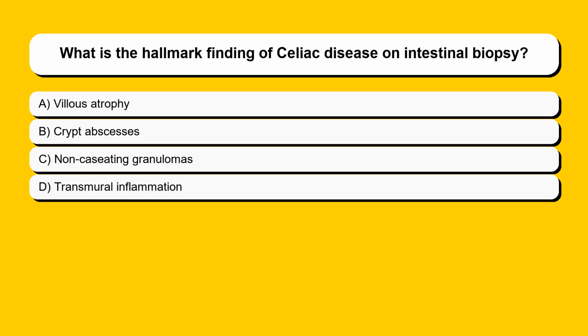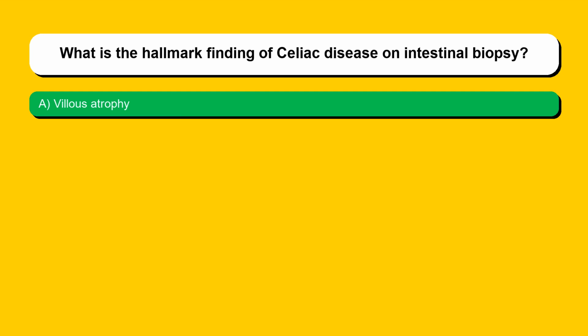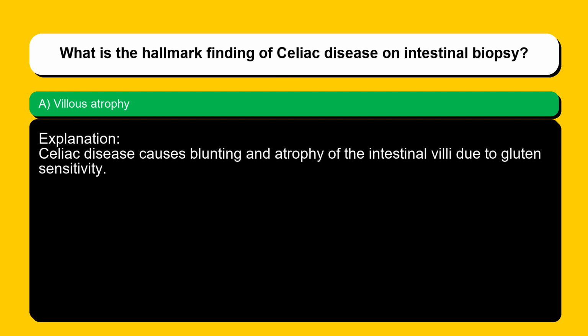Question 12. What is the hallmark finding of celiac disease on intestinal biopsy? Option A, villus atrophy. Option B, crypt abscesses. Option C, non-caseating granulomas. Option D, transmural inflammation. The correct answer is option A, villus atrophy. Celiac disease causes blunting and atrophy of the intestinal villi due to gluten sensitivity.